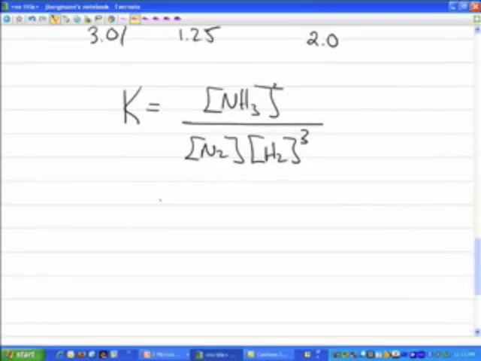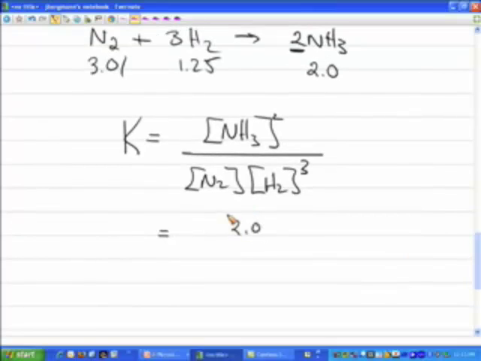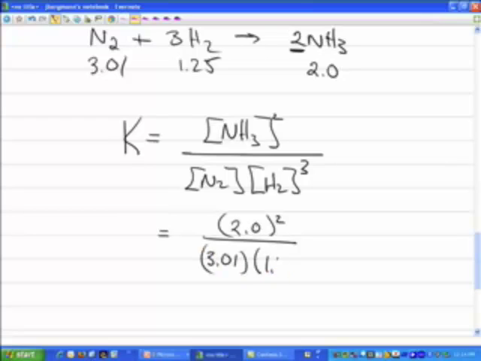So now we actually just plug in some numbers. NH3 is 2.0, and we're going to square that. 2 squared is 4, divided by 3.01 times 1.25, and then you cube it.